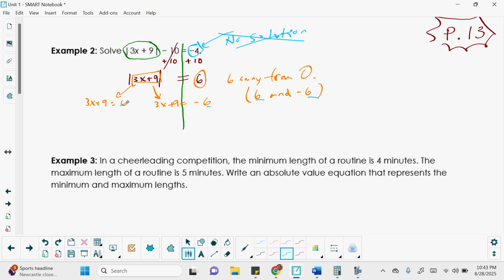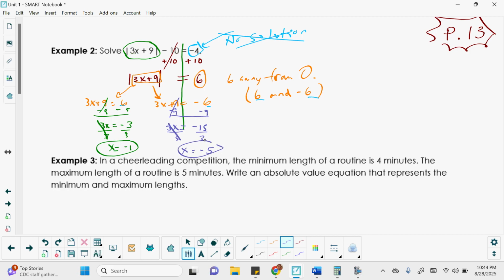So one at a time, we're going to go over here. We're starting by subtracting 9. So we get 3x equals 6 minus 9 is negative 3. Divide by 3, and you're going to get x equals negative 1. All right, and then over here, we're going to subtract 9. So we get 3x equals negative 6 minus 9 is negative 15. Divide by 3, and we're going to get x equals negative 5.